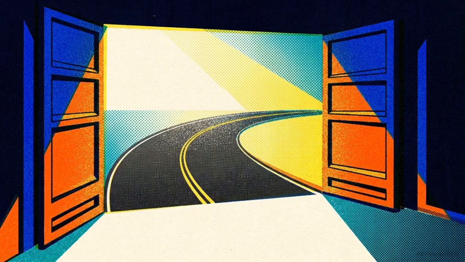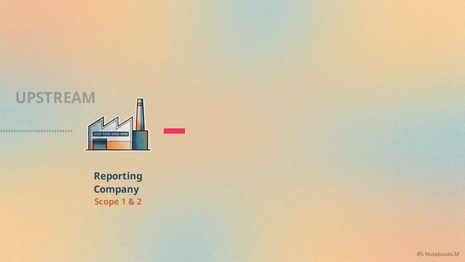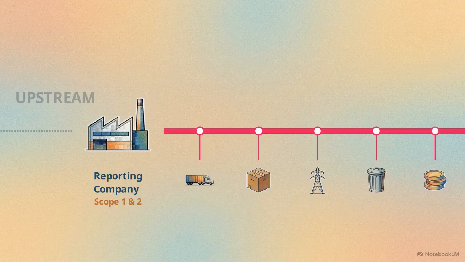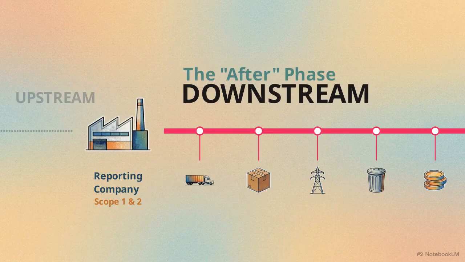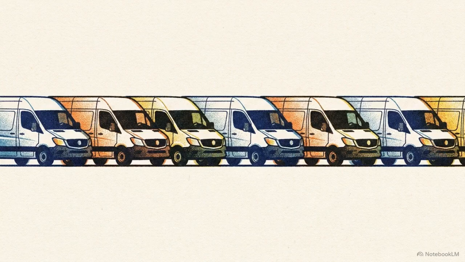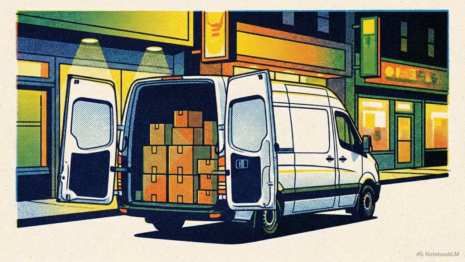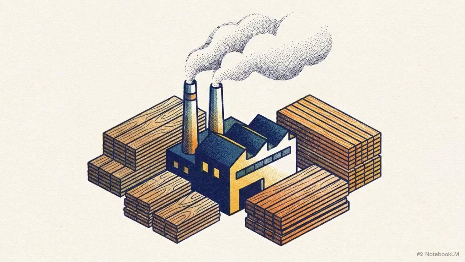Now, let's walk all the way to the shipping doors at the front of the factory. We are crossing into the downstream timeline, the after phase, once the product is sold. Categories 9 and 10 follow the physical movement of the goods. This covers the cargo vans delivering the product to retail stores, or the emissions of a secondary factory that processes your raw materials into something new.